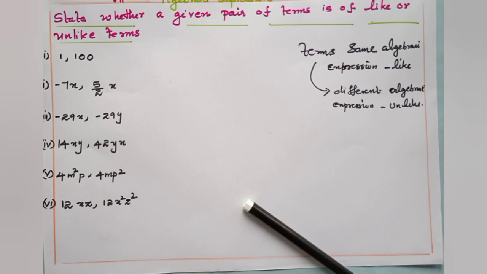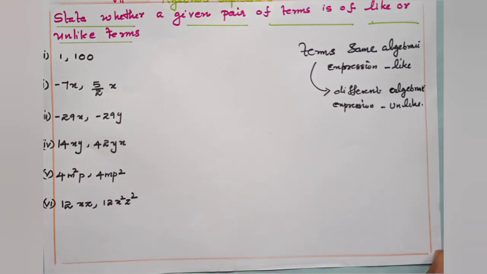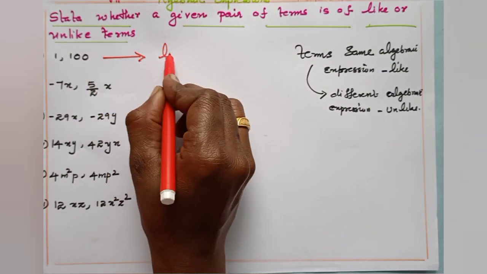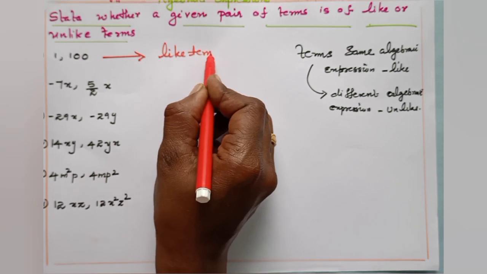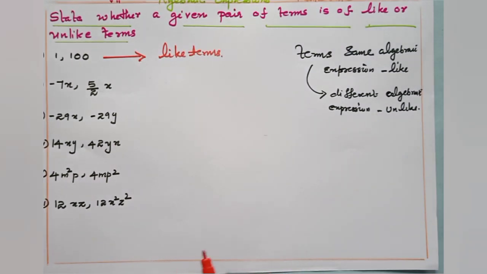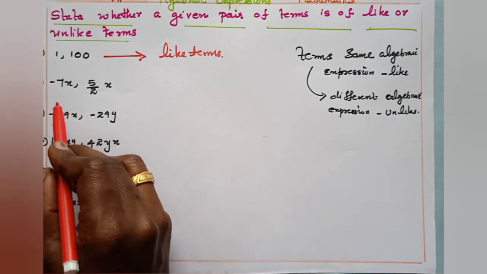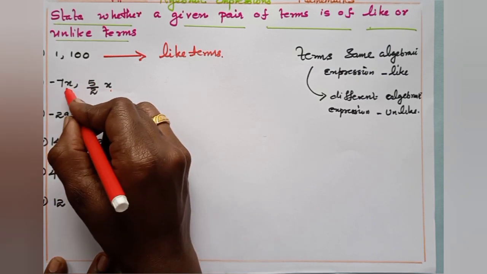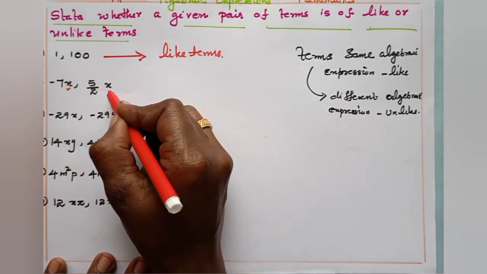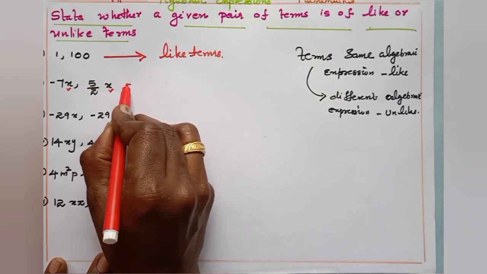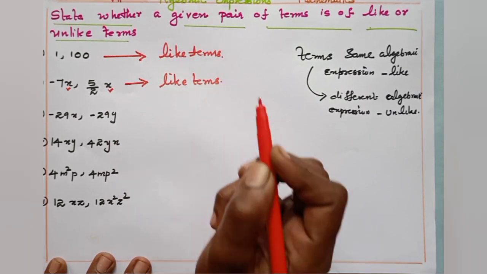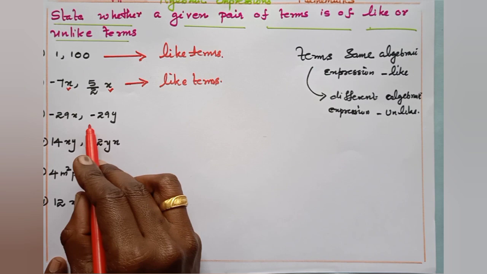First question: 1 and 100. Both are constant terms, 1 and 100. So these are like terms. Then the second question, listen. Minus 7x and 5 by 2x. See, the terms have the same algebraic expression, x, the same variable. So these are like terms.